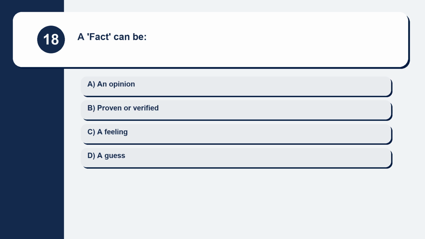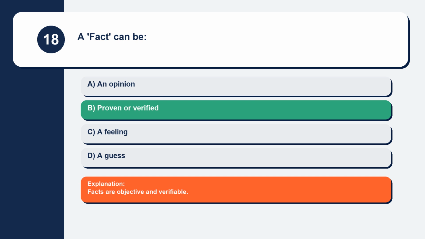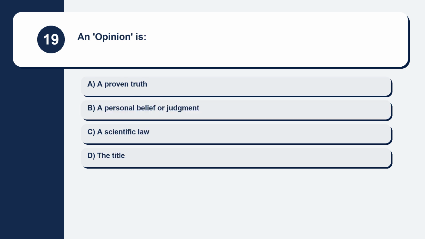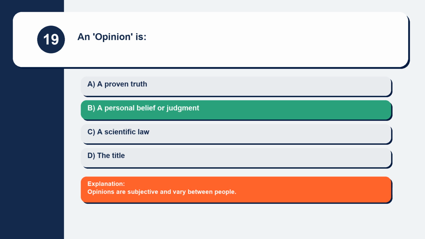Question 18. A fact can be an opinion, proven or verified, a feeling, a guess. Facts are objective and verifiable. Question 19. An opinion is a proven truth, a personal belief or judgment, a scientific law. The title. Opinions are subjective and vary between people.